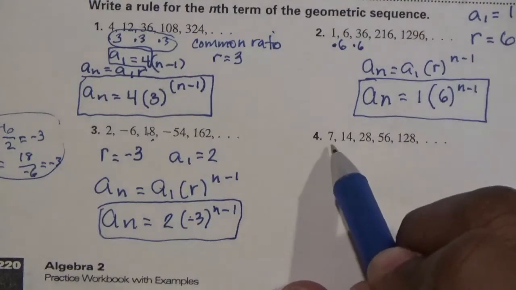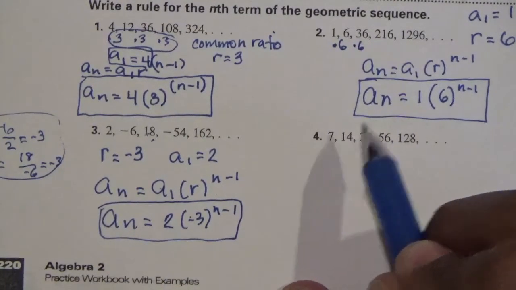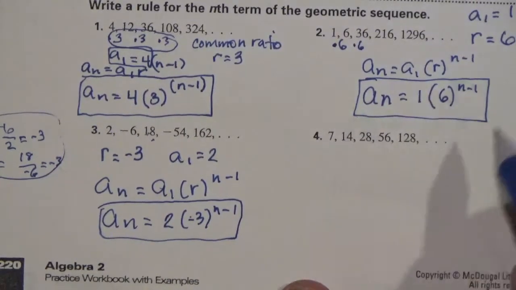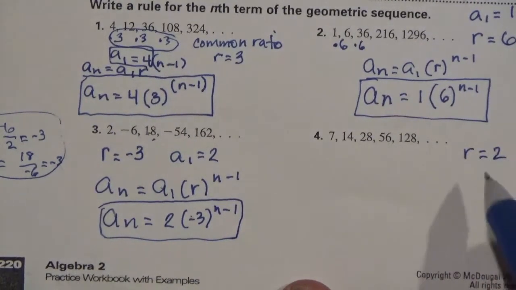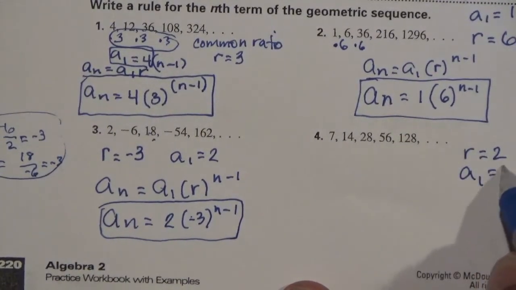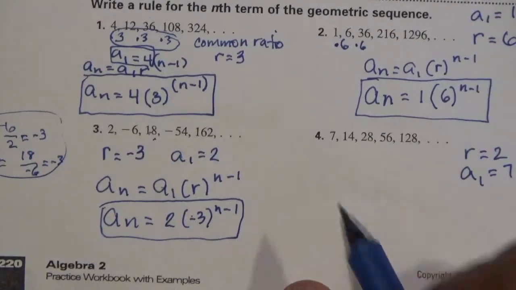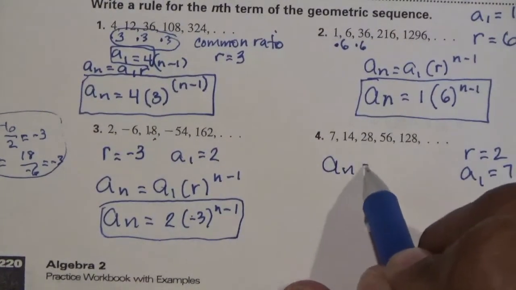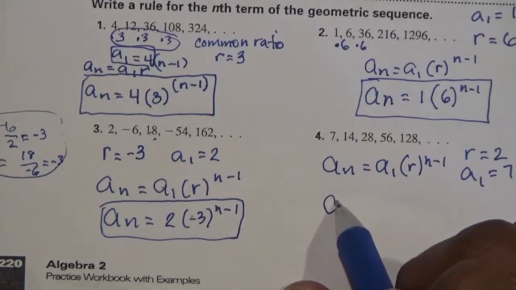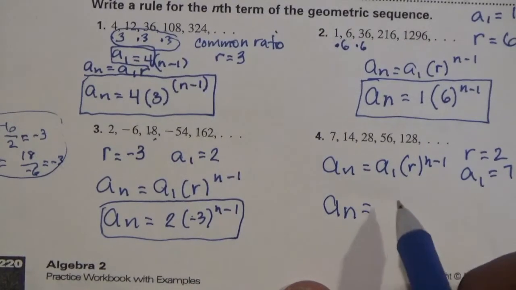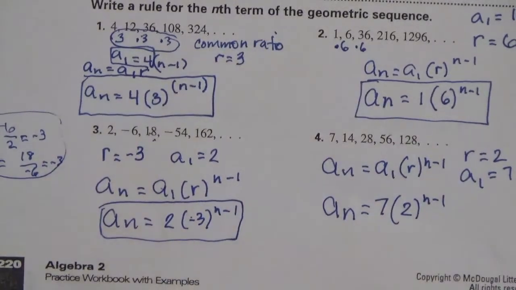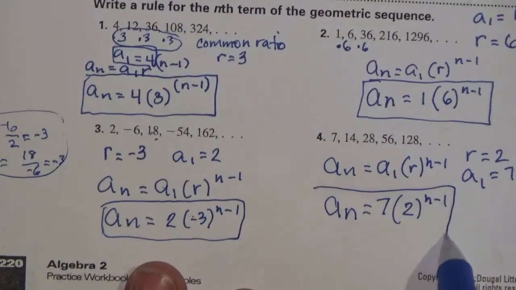All right, 7 to 14. Or you can say 14 divided by the previous term 7. Either way, R is going to equal 2. All right, and your first term is equal to 7. All right, so write your rule. An is equal to a1 times r to the n minus 1. All right, and that's going to give us a sub n is equal to 7 times 2 to the n minus 1. All right, so first page of notes done.